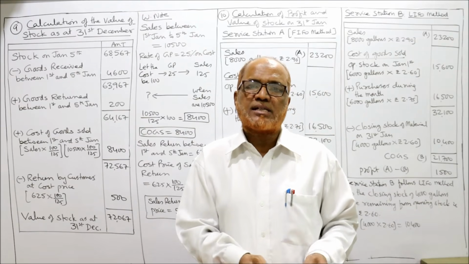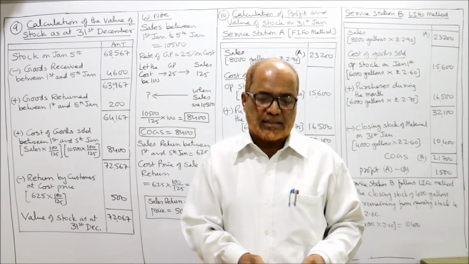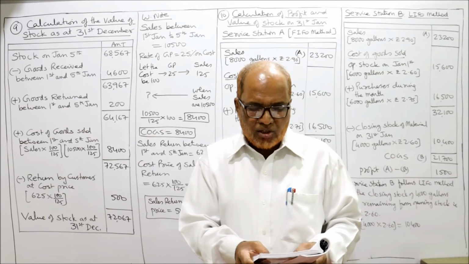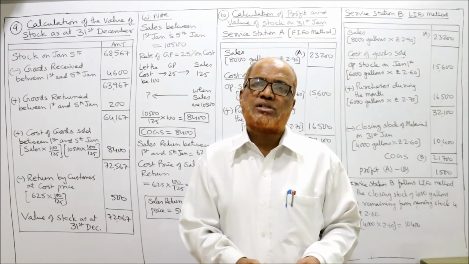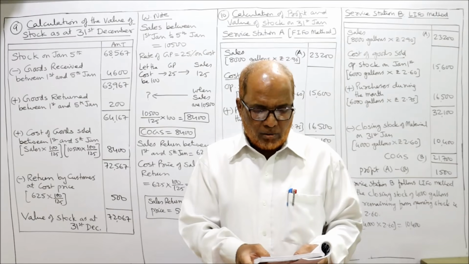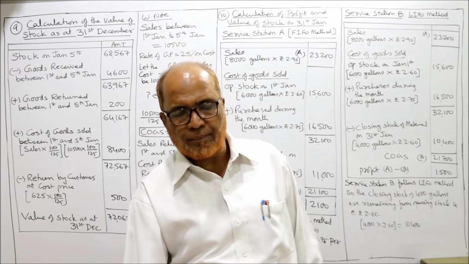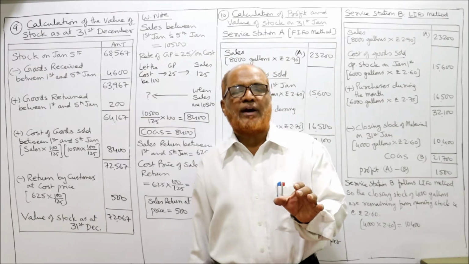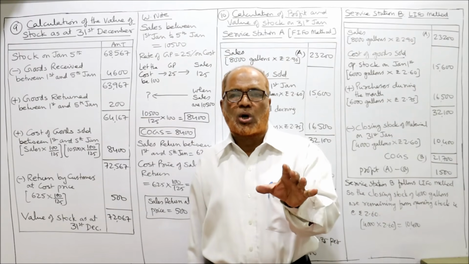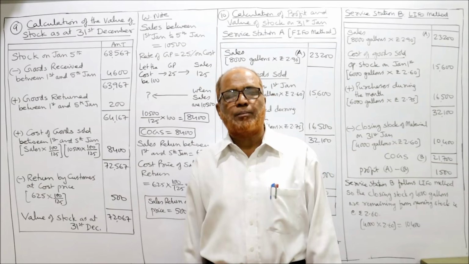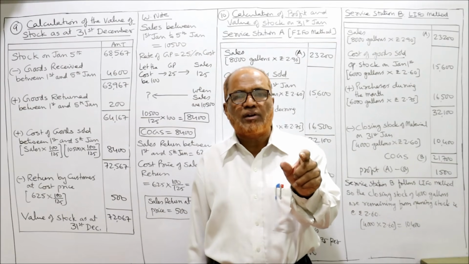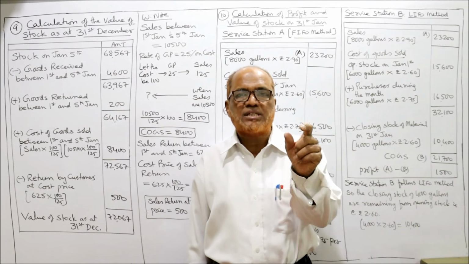Returns by customers, these are the sales return: 625. The rate of gross profit is 25% of cost. Now prepare a statement to show the valuation of stock at 31st December. So ultimately we have to find out the value of the closing stock on 31st December from the value of stock given in the problem on 5th January.